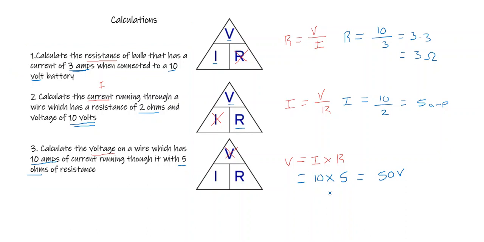So that's basically how you can use this triangle, for example, and carry out calculations to work out voltage, current, and resistance. So that is electricity, and that is the properties of current, voltage or potential difference, and resistance.